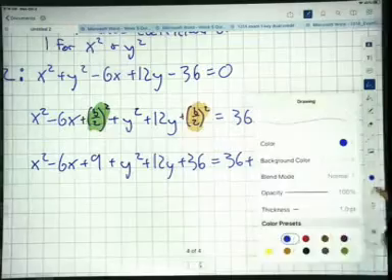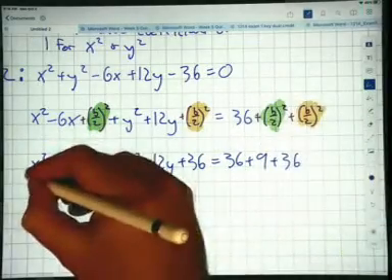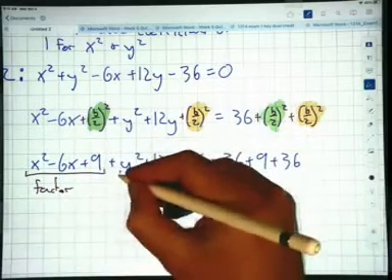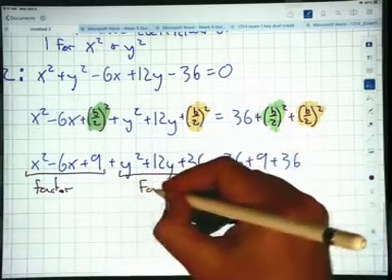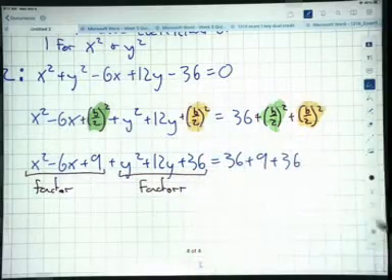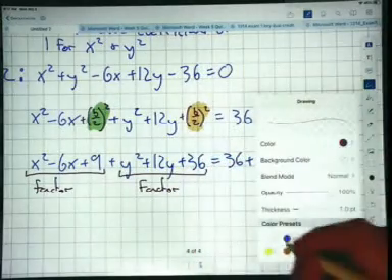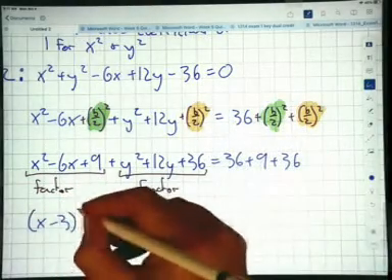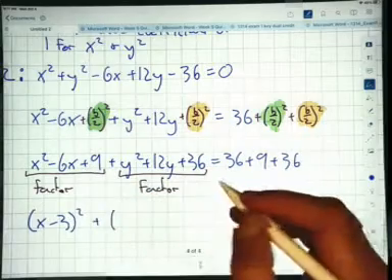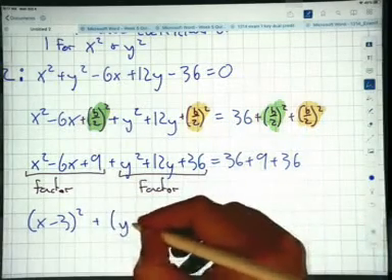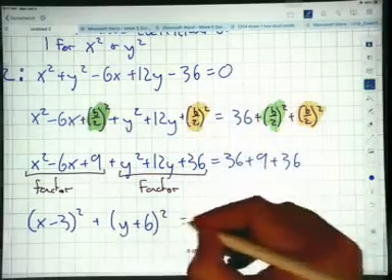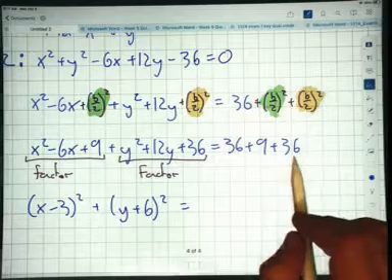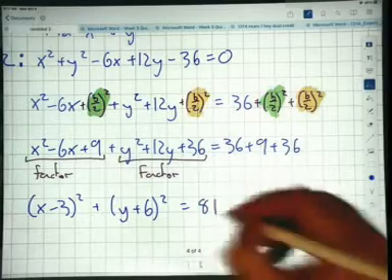Now, what we get to do is factor these two trinomials. This is going to become (x minus 3) quantity squared plus (y plus 6) quantity squared is equal to... Alright, 36 plus 36 is 72, plus the 9 is going to be an 81.